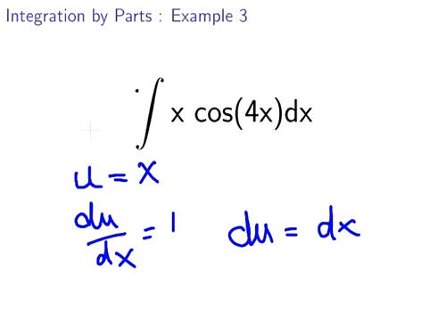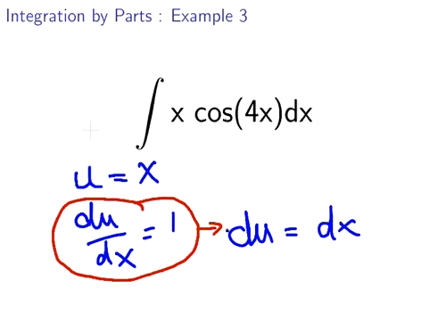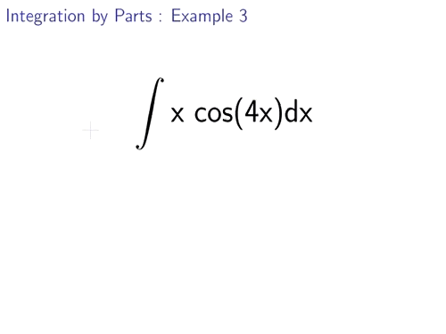As a result of that, we just algebraically rearrange this expression here to get that. So that du equals dx, we're going to use that for later. So that means that this part here is dv. So what we're going to do now is integrate that to find out what v is. Let's do that in the next slide.